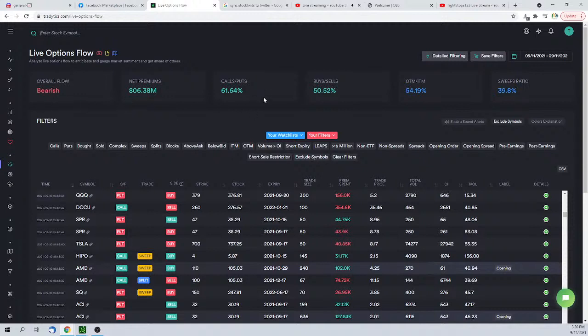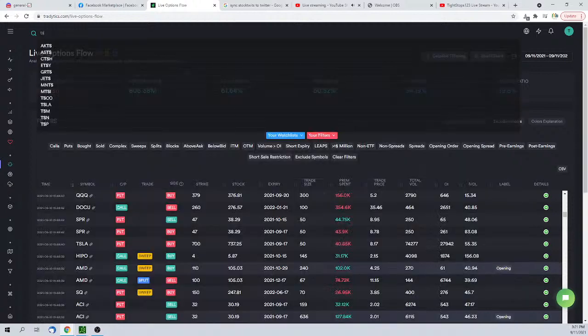Total premiums on the market: there are 61% calls over puts, so that means there's 40% puts. And this is something you want to look at when you're looking at a particular stock, buys versus sells. So we're 50% buy, 50% sell on the live options throughout the whole market. It's just not a good day to trade in general, and you have to find particular tickers.